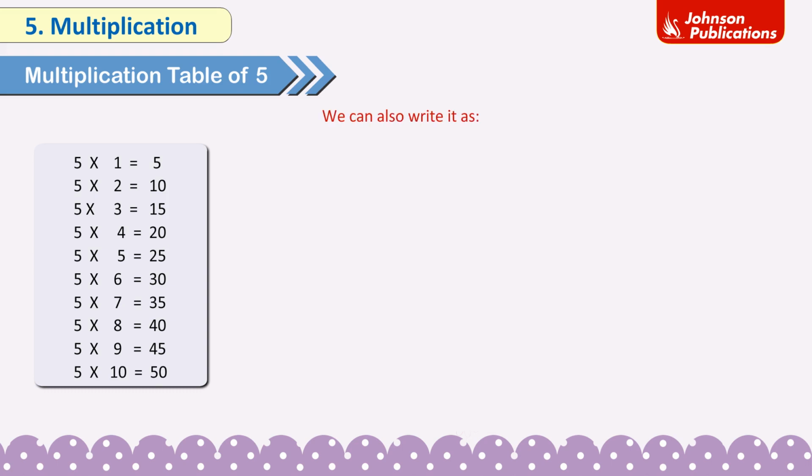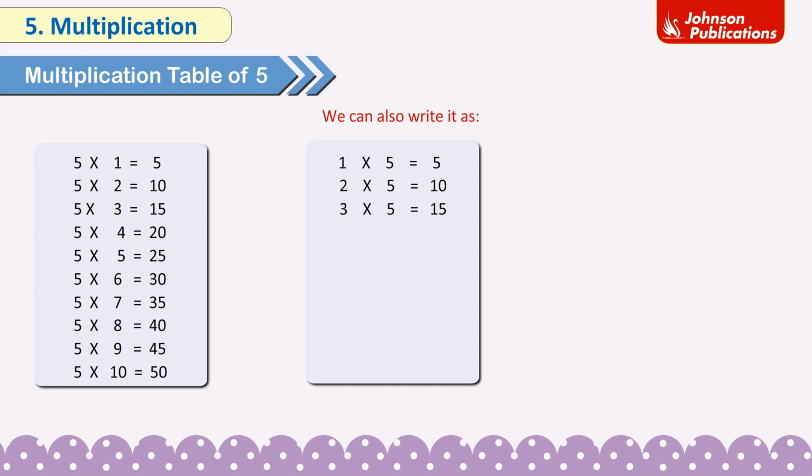We can also write it as 1 times 5 equals 5. 2 times 5 equals 10. 3 times 5 equals 15. 4 times 5 equals 20. 5 times 5 equals 25.